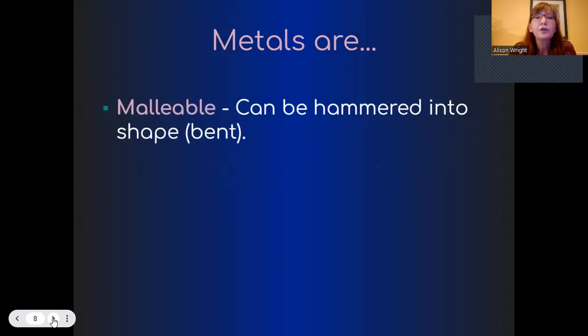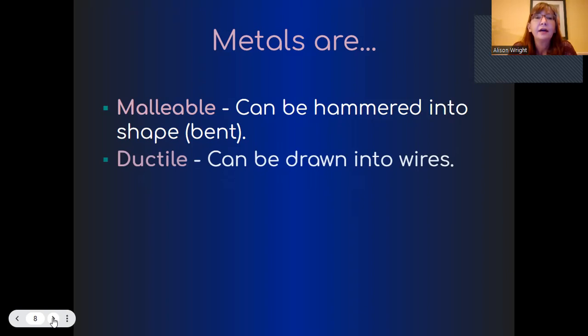What else? Metals are malleable. They can be hammered into shape. You can shape them into all kinds of shapes, whatever you want to shape them into, they will be agreeable. You can even hammer them out into sheets. That word malleable comes from the Latin for hammer, or maybe you know the word mallet. It's the same root.